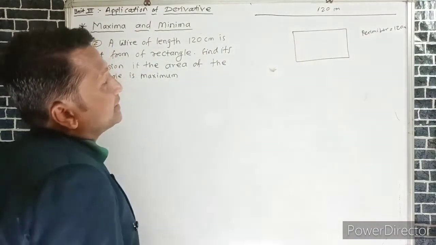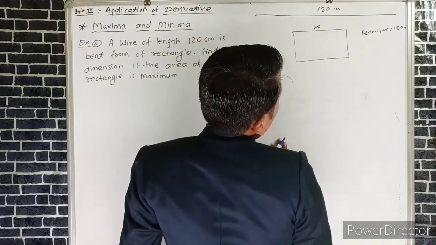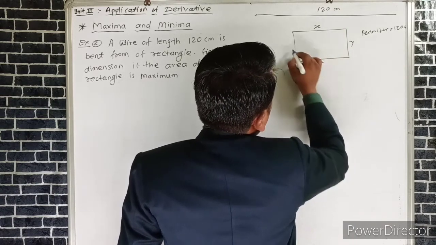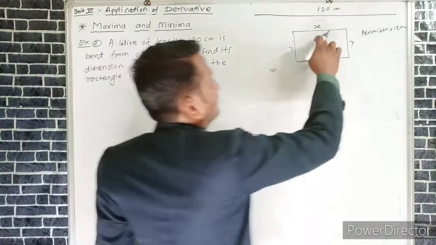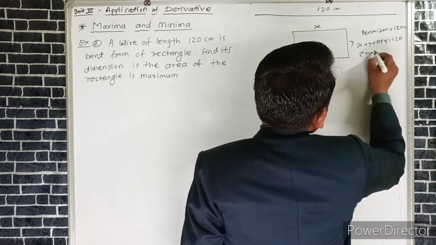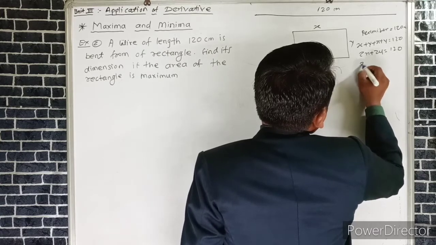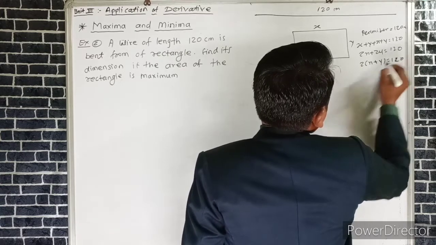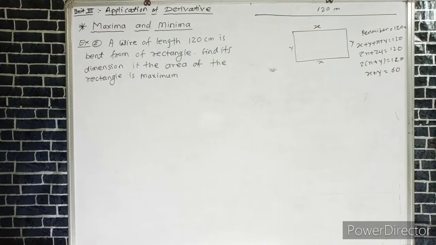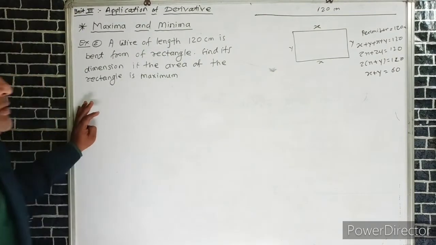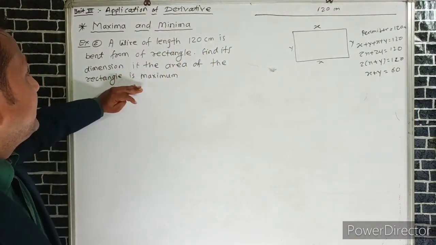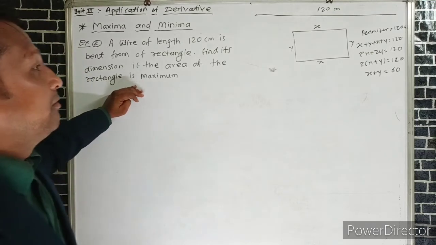So if we consider that x is the length of this rectangle and y is the breadth of this rectangle, then opposite sides of a rectangle are equal, so the perimeter is x plus y plus x plus y equals 120, which means 2x plus 2y equals 120, so 2 times the bracket x plus y equals 120, which means x plus y equals 120 upon 2, which is 60. This is the required equation, the function. By using this function, we have to find the maximum area of the rectangle.